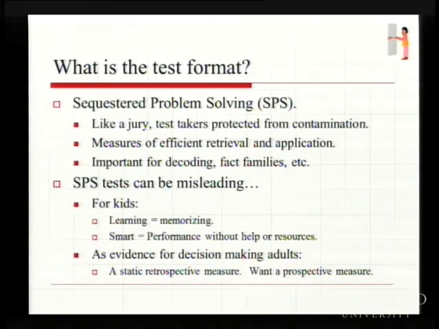I think for evidence for decision-making adults, one of the problems with these sequestered tests is they're static retrospective measures. They're asking what the kid learned, and what we really want is a prospective measure. What will the kid be able to learn? That's sort of what we care about more.